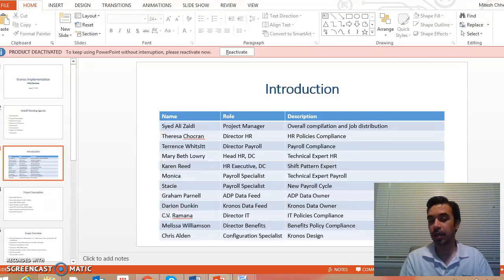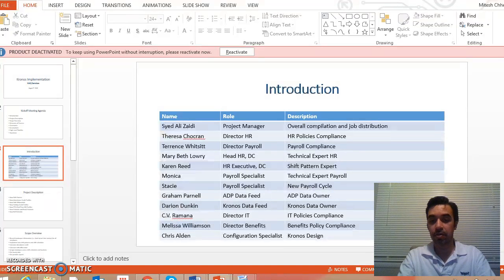The data feed that comes from ADP goes into Kronos, as well as the data feed that comes from Kronos and goes into ADP. Darian Duncan, again, is going to be working with the Kronos data feed, so both data feeds: the one that comes from Kronos and goes into ADP, as well as the other way around. So he's going to be responsible for that.